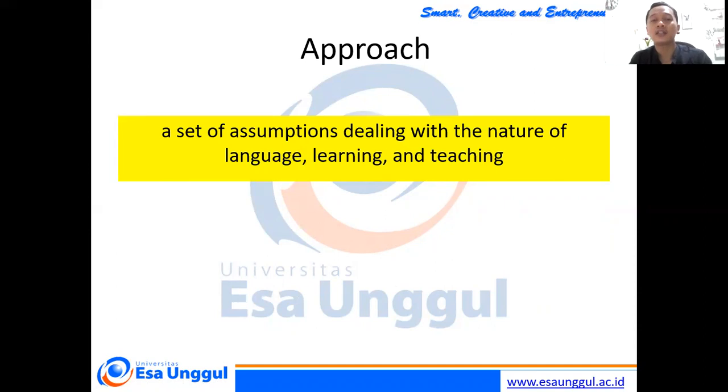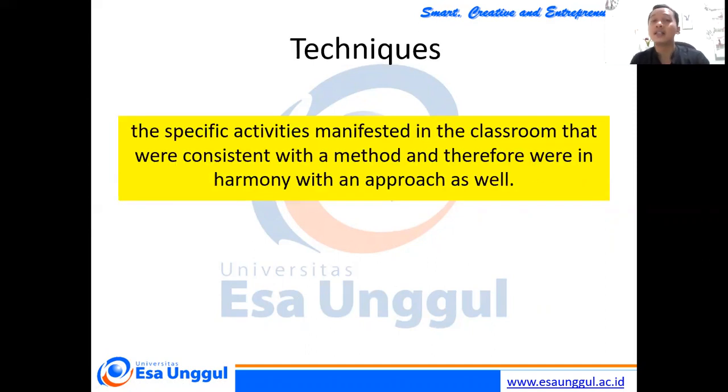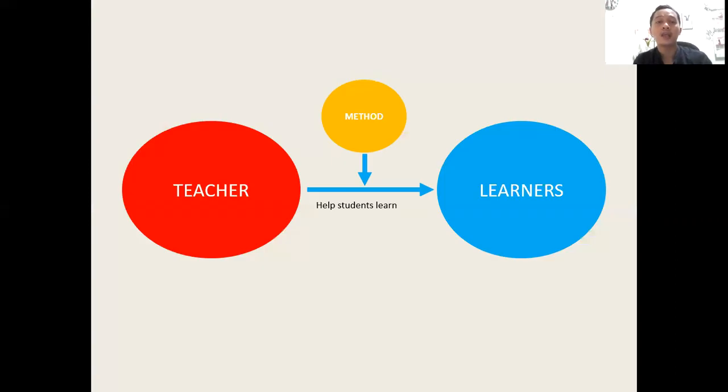Approach. It is a set of assumptions dealing with the nature of language learning and teaching. Method is an overall plan for systematic presentations of language based upon a selected approach, while techniques are the activities manifested in the classroom that are consistent with a method that you choose, and also it has to be in harmony with an approach as well.